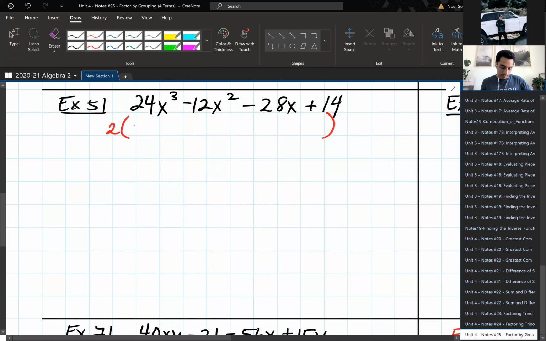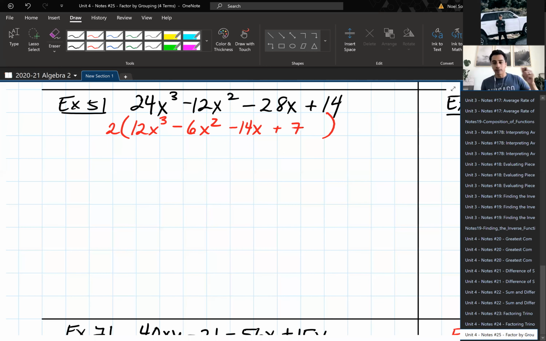24 divided by 2, 12x to the third. 12 divided by 2, 6x squared. Negative 28x divided by 2 would be negative 14x. And 14 divided by 2 is positive 7. All right, so we factor out a 2. That's good because that's going to help simplify things a little bit later. And I still have a 4-term polynomial, right? So for now, I'm going to kind of ignore the 2. It's kind of done its job for now. Now I can work directly with whatever is inside my parentheses because that's still a 4-term polynomial.